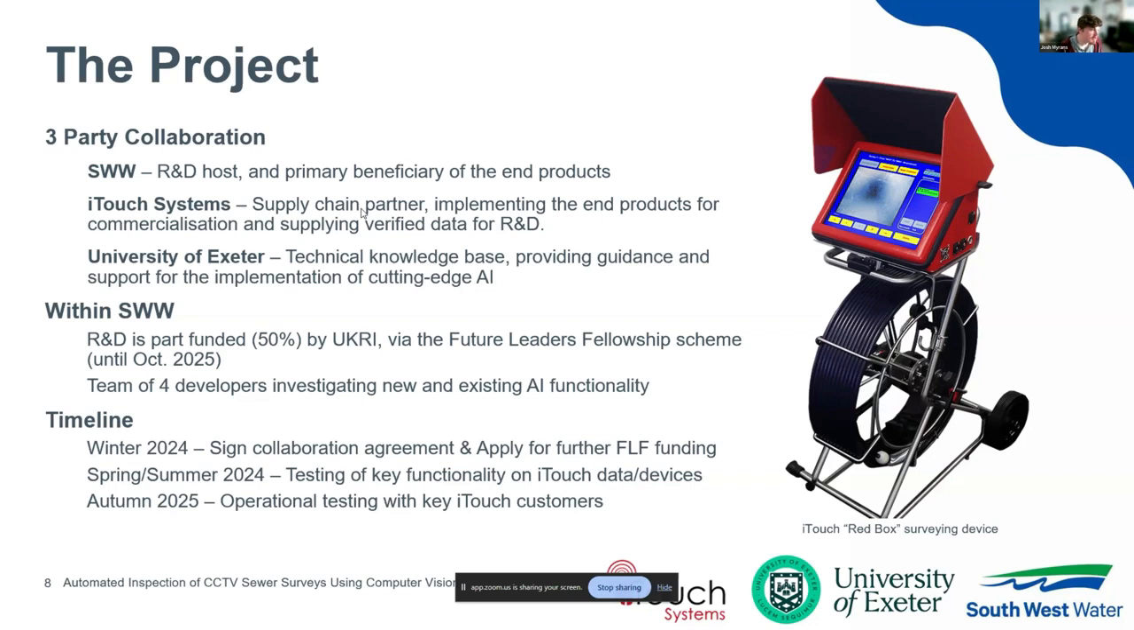The timeline for this project at the moment, as I said, comes to an end in October this year. We've got a collaboration agreement in place now to start getting this technology out. We've applied for further funding, so hopefully that will go through. But at the moment, the key piece of work is testing all of our algorithms on iTouch's data. So in theory, by summer this year, we'll have the algorithm and methods out on site with our surveyors, getting some real results, rather than just demos in closed rooms, so we can show off what's going on.